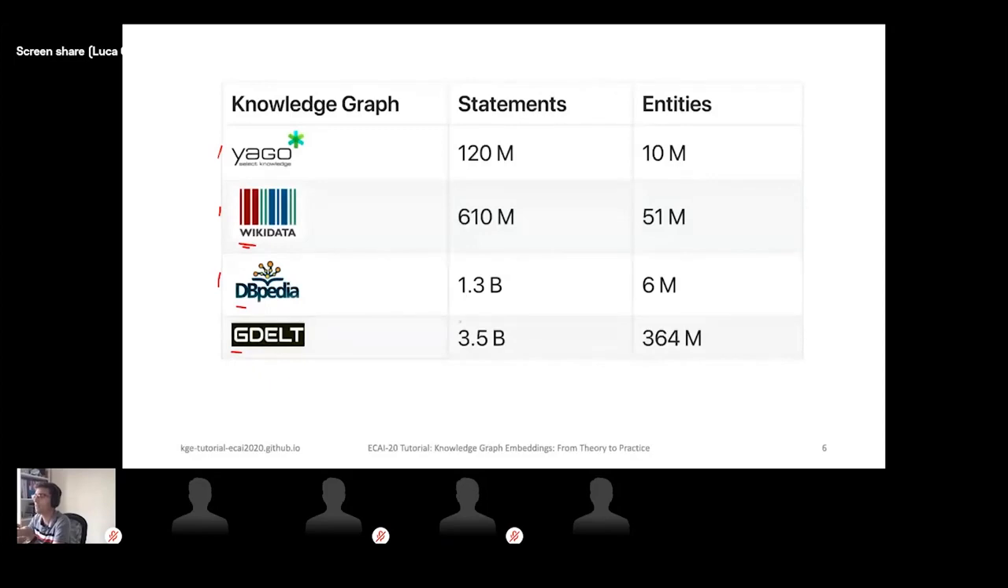And I would like to point out the size of these graphs. These are old figures. They're probably bigger than this. This slide is a bit old, but we're talking about billions and billions of statements and millions of nodes, right? So we are really talking about enormous graphs, enormous knowledge graphs.